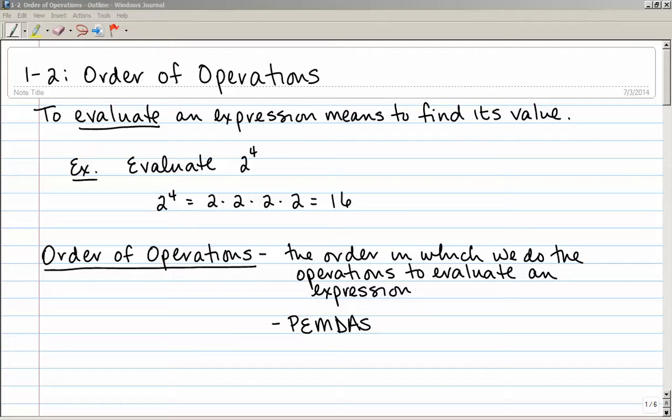Order of operations is the order in which we do the operations to evaluate an expression. In other words, what do I do first? Do I add first? Do I multiply? Do I do my exponents first? So mathematicians have decided that the order that we're going to do this in is abbreviated as PEMDAS.